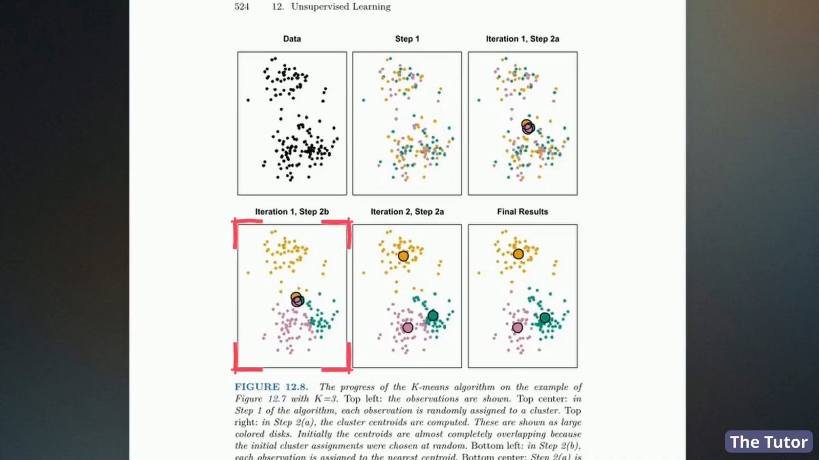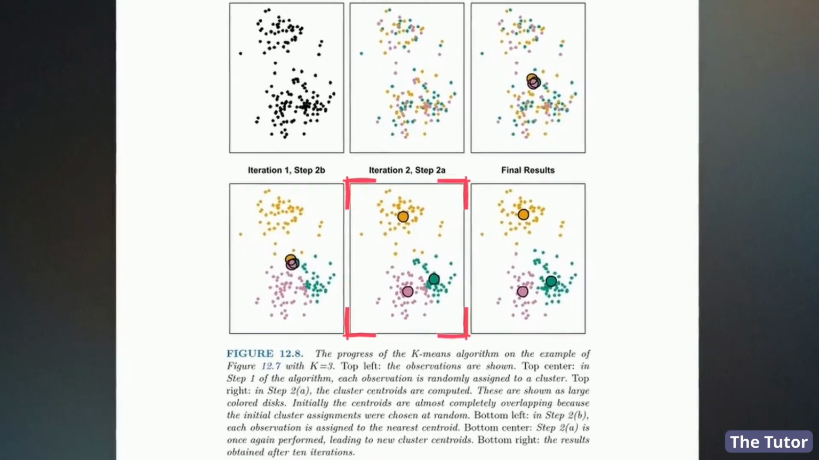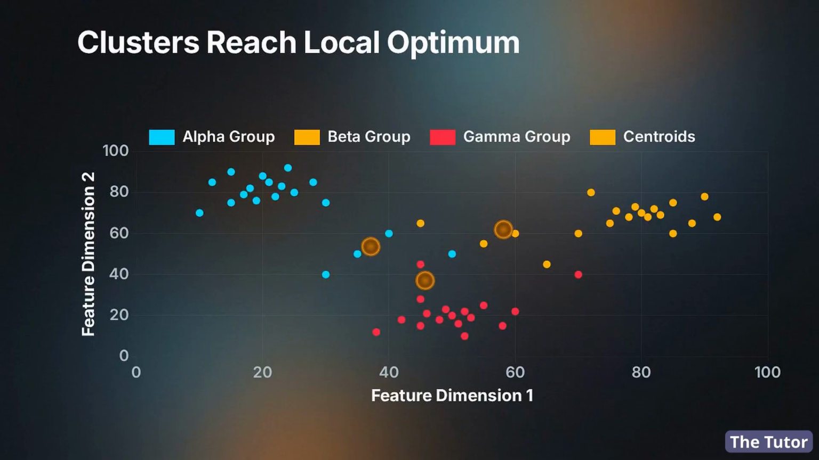Once the points are assigned, the centroids recalculate their position based on the average of their new group. They physically shift to the mathematical center of the cluster. The points are reassigned to the new centers. The centroids move again, and the clusters reshape. This cycle continues until the movement stops and the system reaches a stable equilibrium called a local optimum.